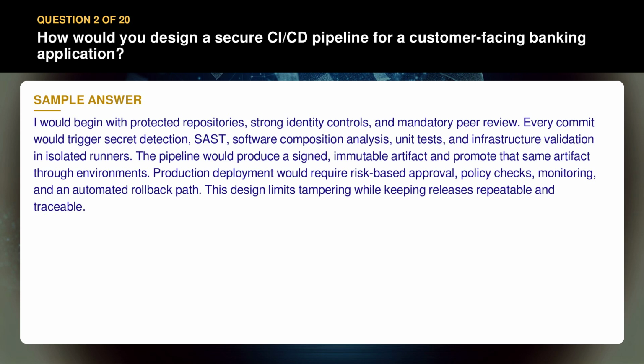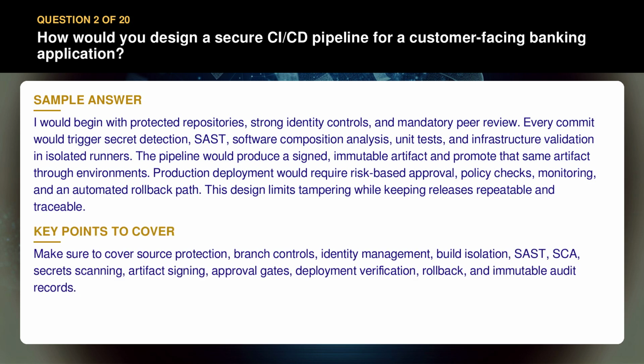Production deployment would require risk-based approval, policy checks, monitoring, and an automated rollback path. This design limits tampering while keeping releases repeatable and traceable. Make sure to cover source protection, branch controls, identity management, build isolation, SAST, SCA, secrets scanning, artifact signing, approval gates, deployment verification, rollback, and immutable audit records.